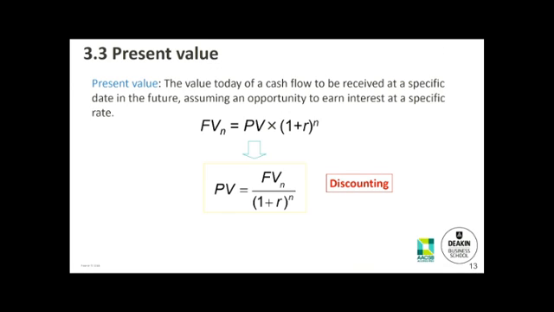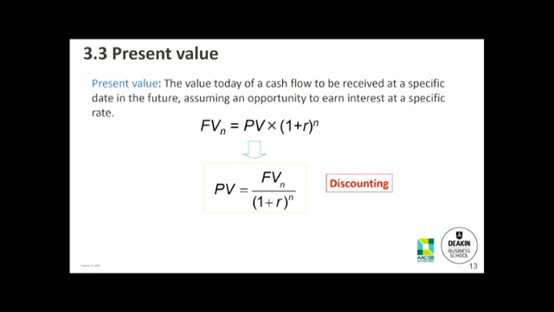All right. Up to this stage, we talked about future value. As we all know, future value is a compounding process, right? Any questions? Let's talk about present value.